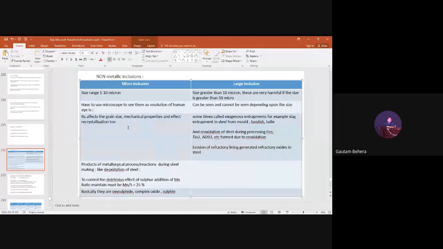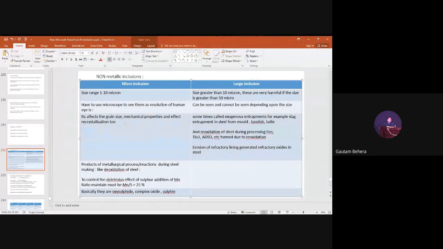Am I audible? Yes, sir. So if the resolution of the human eye is only 0.1 or 0.2 millimeter, that means we cannot see these inclusions, right? Because their size is very small.